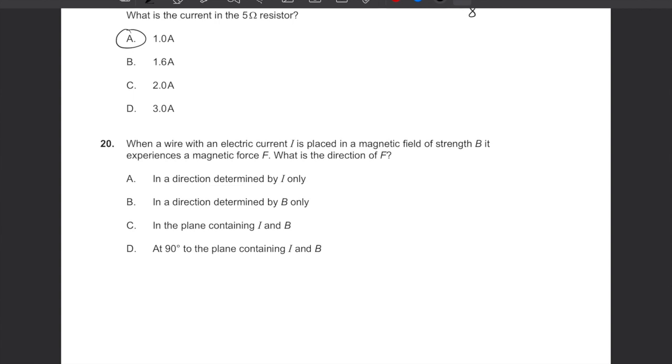Okay, question 20, still topic 5, magnetism. We just need to know that when we have the force on a wire with an electric current that's in a magnetic field, the direction is always perpendicular to the plane containing the current and the magnetic field. And that's simply something we have to know.